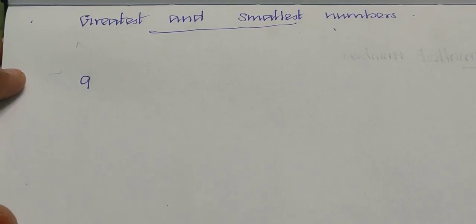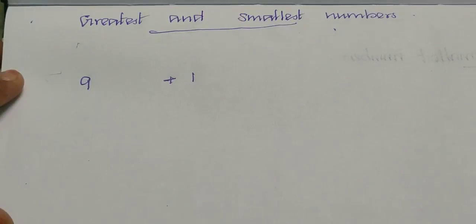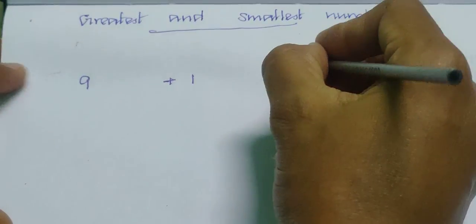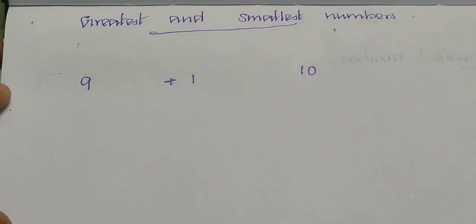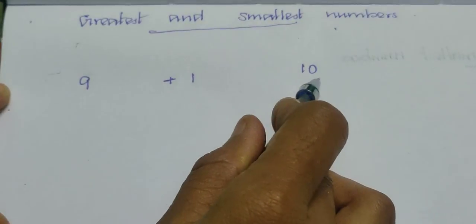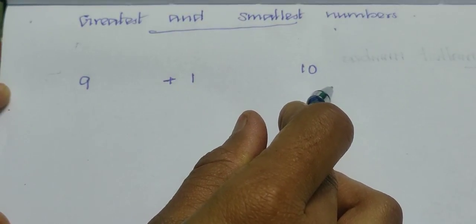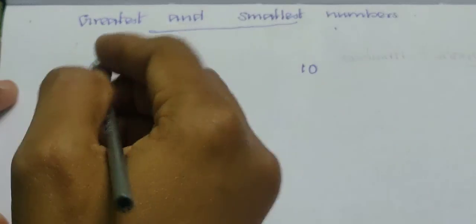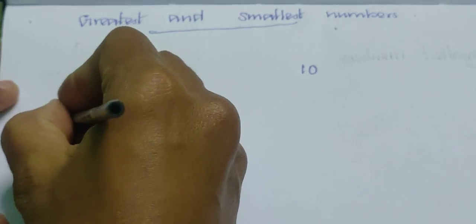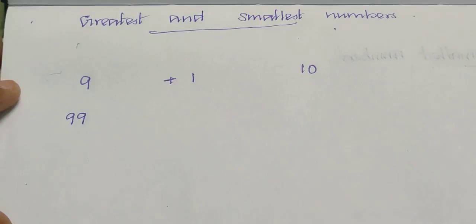If you add plus 1 to this greatest one-digit number, what will you get? You will get 10, right? So, 10 is the smallest two-digit number. And which is the greatest two-digit number? 99 is the greatest two-digit number.